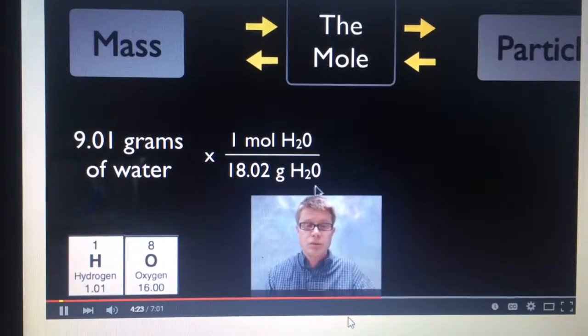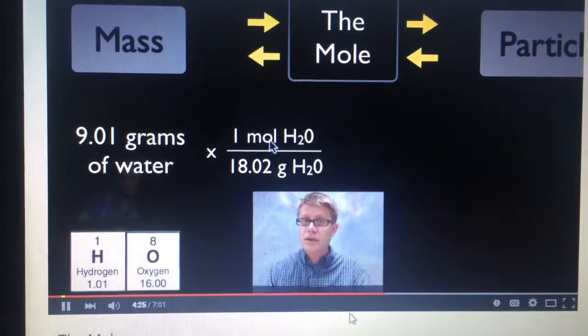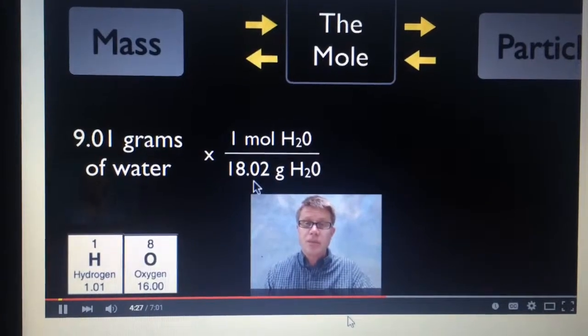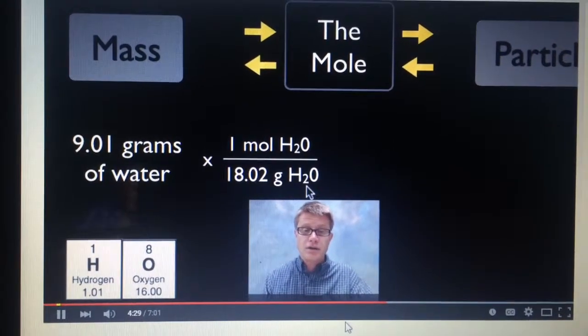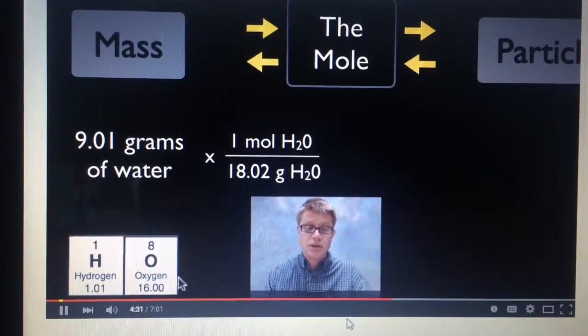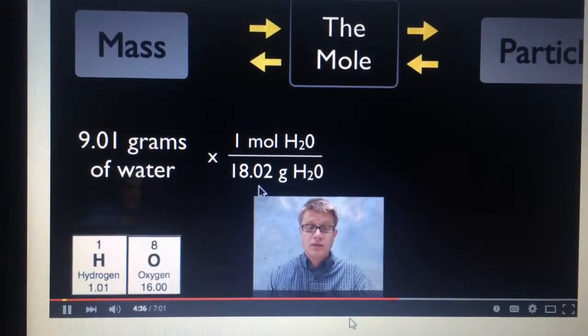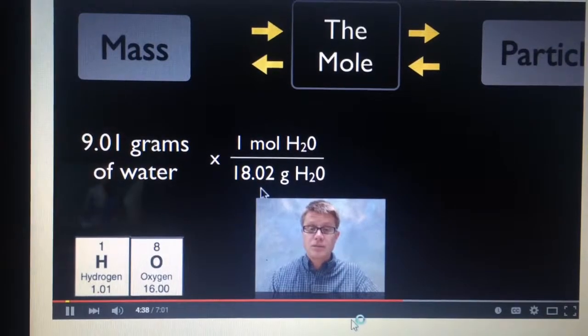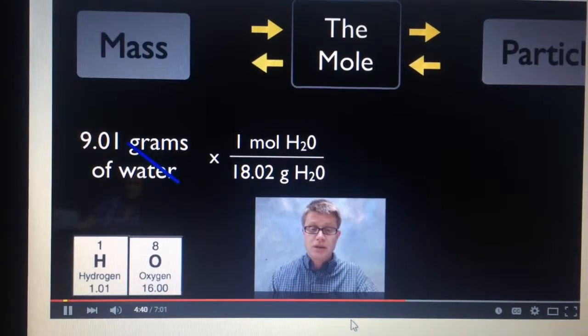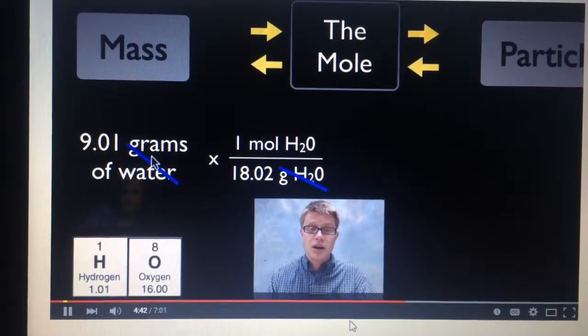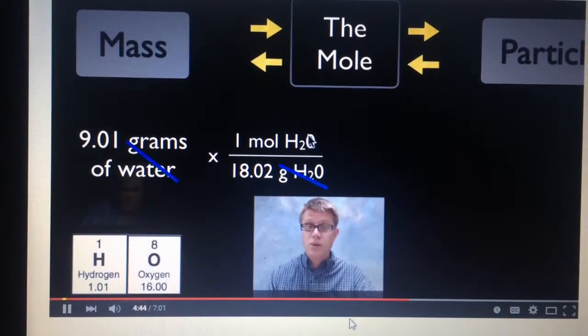First we use this mole conversion. Remember, 1 mole of anything is going to be the atomic mass of that in grams. So where am I getting the 18.02? I'm adding the 1 oxygen, 16, plus the 2 hydrogens. And so 1 mole of water is going to be 18.02 grams. What I can do is cancel those grams, so now I've converted it to moles of water.